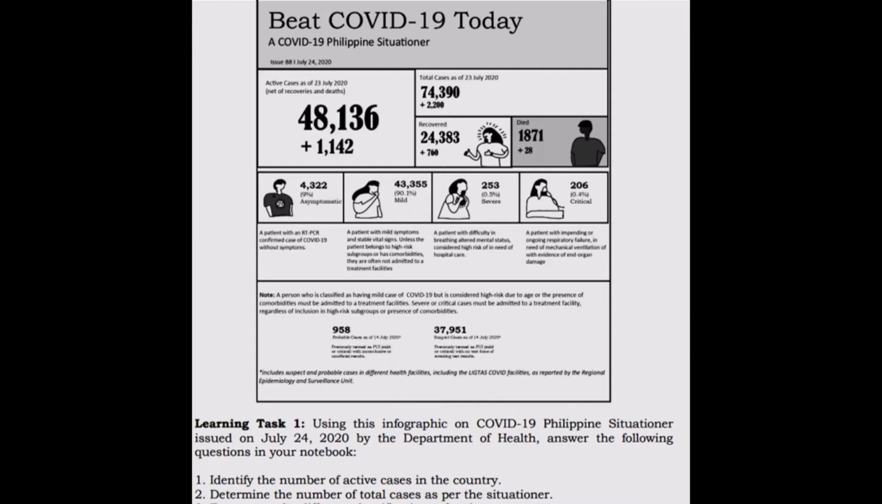For learning task 1, using this infographic on COVID-19 Philippines situationer issued on July 24, 2020 by the Department of Health, answer the following questions in your notebook. So you can get the answers for all the questions from the infographics. So you need to analyze, to study, to see it thoroughly so you can answer the questions. That is for learning task 1.